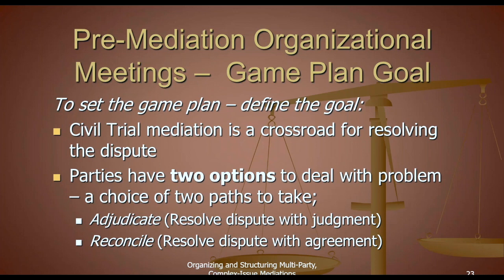Parties who are in a dispute come to the mediator and have two options. They can either adjudicate or seek a judgment, or reconcile and reach an agreement. And people who own the dispute need to make a good choice between the options that they have for resolving the dispute. And in complex commercial litigation, they need to make a sound, reasonable business decision, a good choice, whether or not they will adjudicate through trial or other dispute resolution or reconcile through mediation.